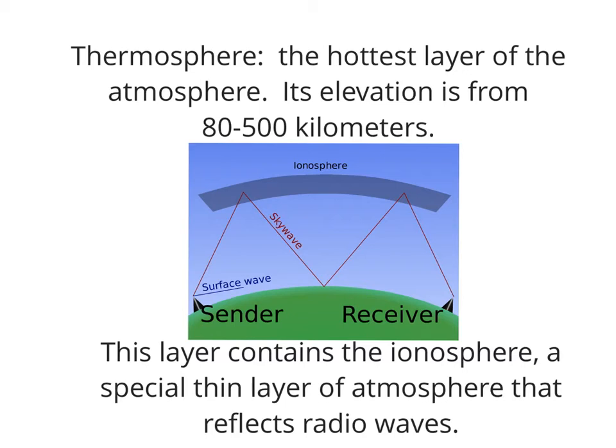One important thing about this layer is that it contains a thin layer of particles called the ionosphere. This layer, the ionosphere, can reflect radio waves and bounce them back towards Earth. This is important because radio waves only travel in straight lines. So if you're trying to send a radio signal to someone who lives on the other side of the world, well, the Earth is round, and so you can't send a straight line all the way across the surface of the Earth. But you can send it up into the ionosphere, and it'll bounce back down to Earth and bounce up again and keep bouncing until it gets to the receiver, even if the receiver is very far away.